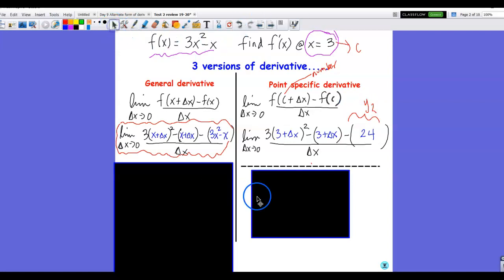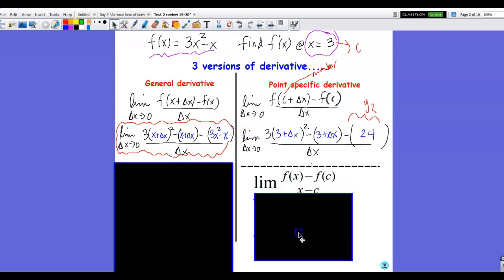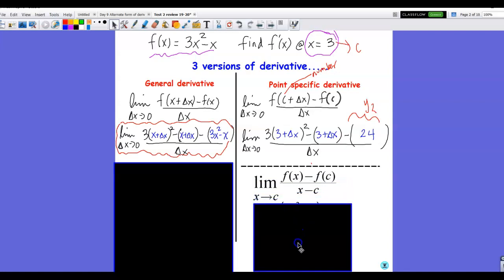Then we have an alternate form of the point-specific derivative, and that looks like this. It's still a y number 2, except this time it's the actual function minus the function y value.